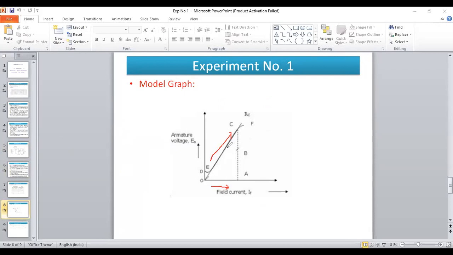So all of you plot these reading points on a graph and draw the characteristics. This characteristic is nothing but the magnetization characteristic or the OCC, that is open circuit characteristic of DC generator. Okay. Getting? लक्षात आले का? Hello. Yes, sir. Okay. So in this way we will conclude today's practical, and we will stop here.